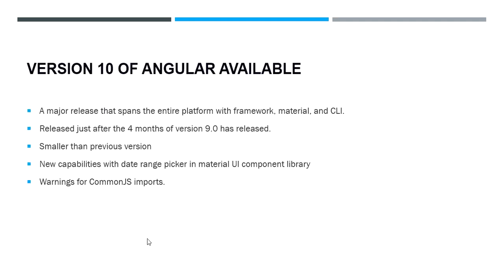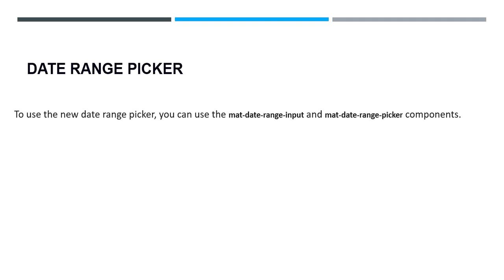So in Angular 10, we can see that it has been released just after 4 months and has a major release in the platform framework, Material and CLI. The change is smaller than the previous one, and it has the capability of a date picker range, which was not available and is now available in the Material UI component. It also comes with a warning for CommonJS imports that creates some load. You can start utilizing the date picker range and make your work easy.